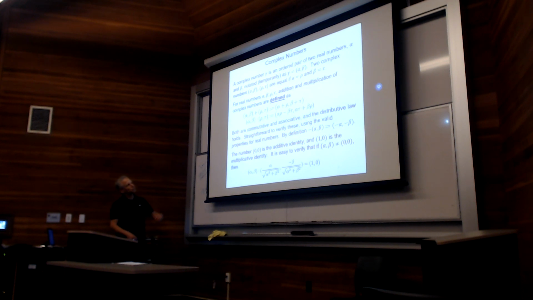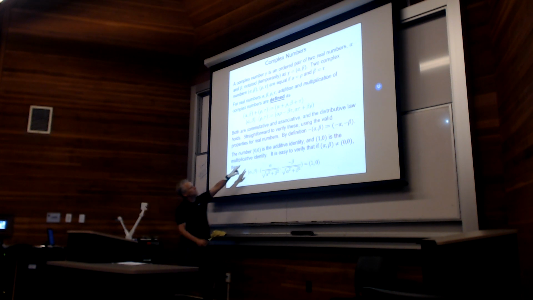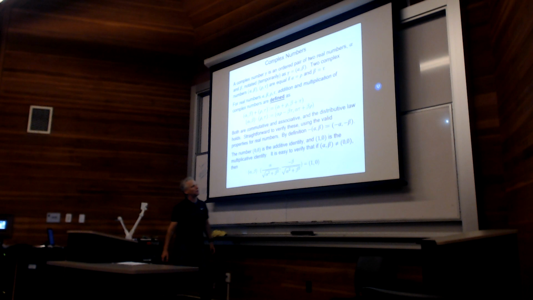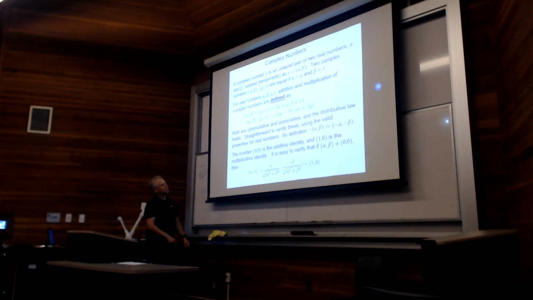Now if you check, both these rules are associative and commutative, and the distributive law works. It's easy to verify that using those facts for real numbers, which you know are valid. By definition, the negative of a complex number, you just negate the real part and the imaginary part. The number 0, 0 is the additive identity, because if I add 0, 0 to something, I'm going to get back the same thing I started with. So this is the 0 that we're familiar with in the real numbers. This is the notion of 0 as a complex number.